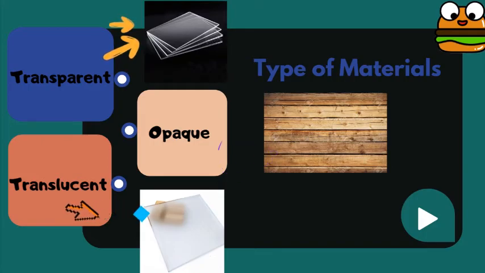No. There are three types of materials. They are transparent materials, translucent materials, and opaque materials. Transparent materials are the materials which allow most of the light to pass through them. Example, clear plastic. Translucent materials are the materials which allow only some light to pass through them. Example, frosted glass. Opaque materials are the materials which do not allow any light to pass through them. Example, wooden door or wall.